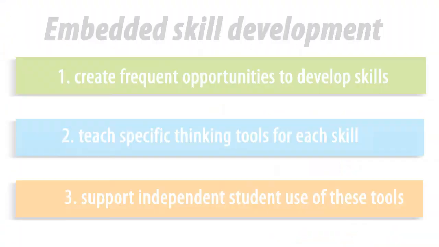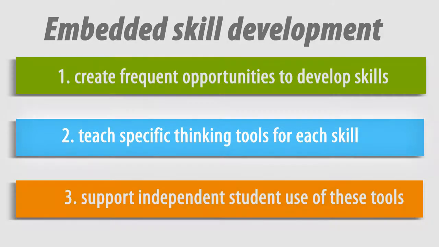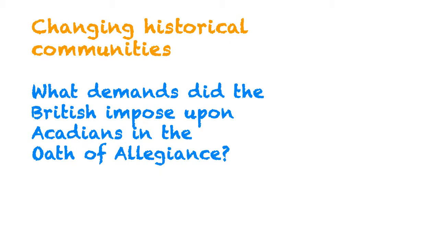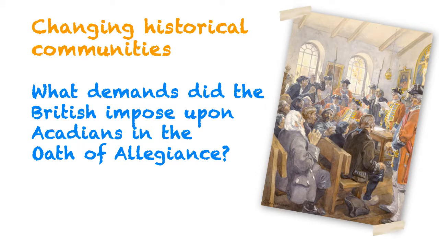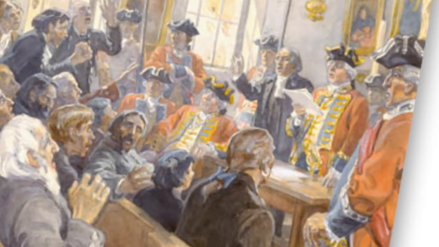The next important consideration is to teach the thinking tools, the concepts, criteria, and strategies that will help students develop competence in the desired skill. Suppose we wanted students to learn about changing historical communities around the time of the forced expulsion of Acadians by the British in the 18th century. We might use this as an opportunity to develop skill in interpreting textual information by asking students to identify the British demands imposed upon the Acadians.